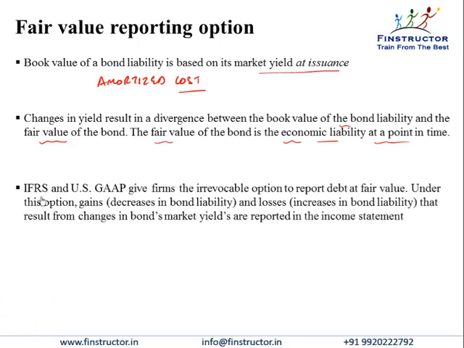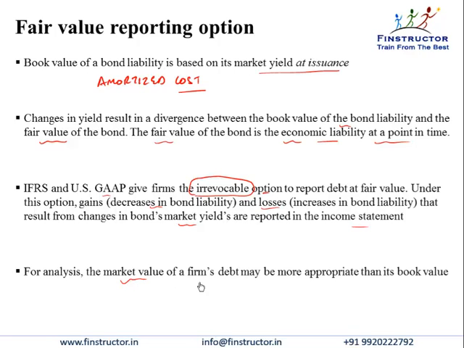Now both IFRS and US GAAP give firms the irrevocable option to report debt at fair value. If firms choose this option, then all increases in the bond liability will have to be represented as losses on the income statement, and all decreases in the bond liability will have to be represented as gains. These gains or losses would come because of the change in the market yield or interest rates and will have to be recorded on the income statement. For analysis, the market value of the debt may sometimes be more relevant than the book value, as this is the amount that needs to be paid today to extinguish the liability.